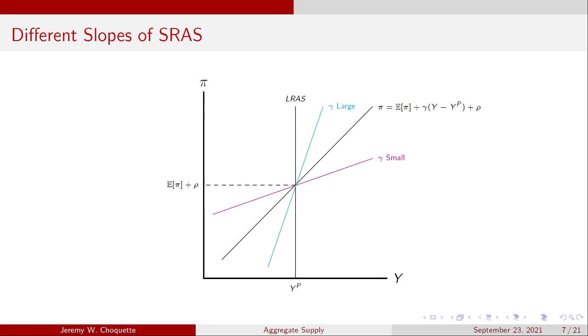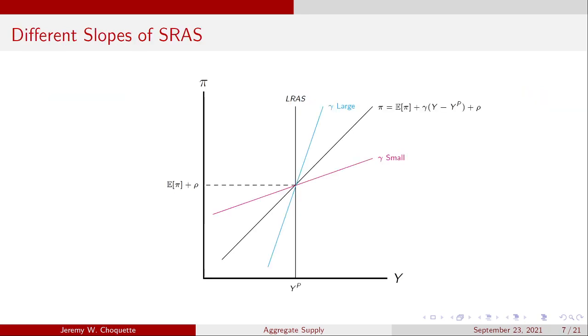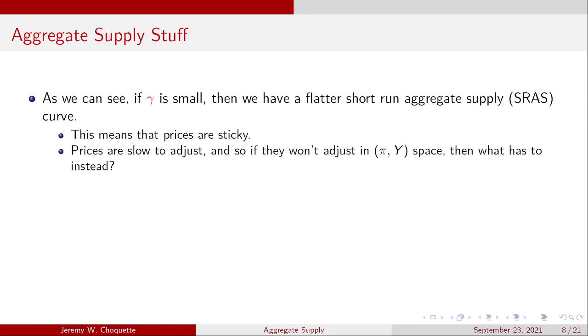Anything above that, prices are more flexible. Anything below that, prices are less flexible. So that's the relationship that we're seeing here between these three different possible slopes of the short-run aggregate supply curve. So as you can see, if this gamma, the pink, is small, we've got a flatter short-run aggregate supply, and it means that prices are sticky. Prices are thus slow to adjust, and if they won't adjust in output inflation space, then what has to happen?